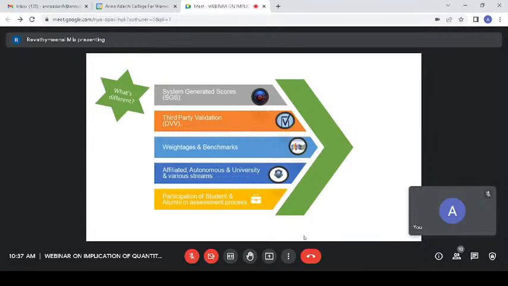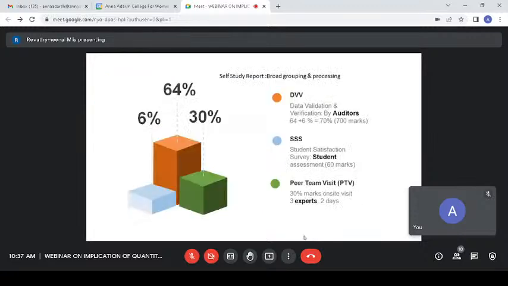This is one more part that we need to understand, and that happens to be how the weightage works. So actually, there is 64% of weightage to the DVV, and another 6% of weightage that comes through SSS. So 70% is the way it works. And then you have the peer team visit, which goes for 30%. Next slide, please.